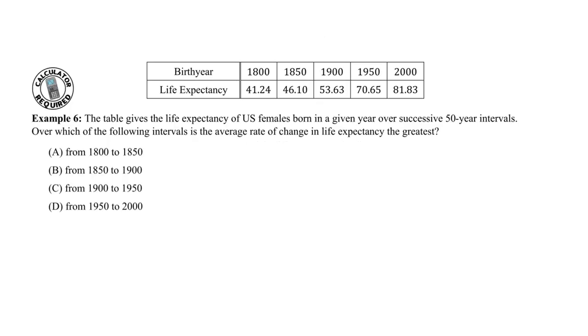Okay, we're on our last question for the notes here. Notice it does say calculator required, and we really could use our calculator on this problem, but turns out we don't really need to. It's asking which of these has the greatest average rate of change, which one has the greatest slope. So we could do the slope formula for each of these intervals from 1800 to 1850, 1850 to 1900, so on and so forth.